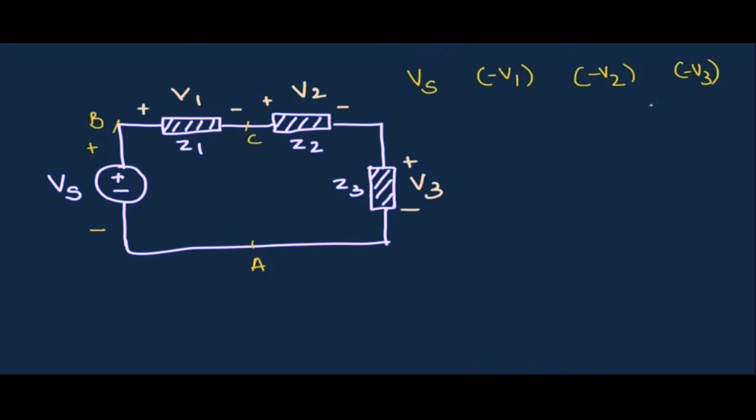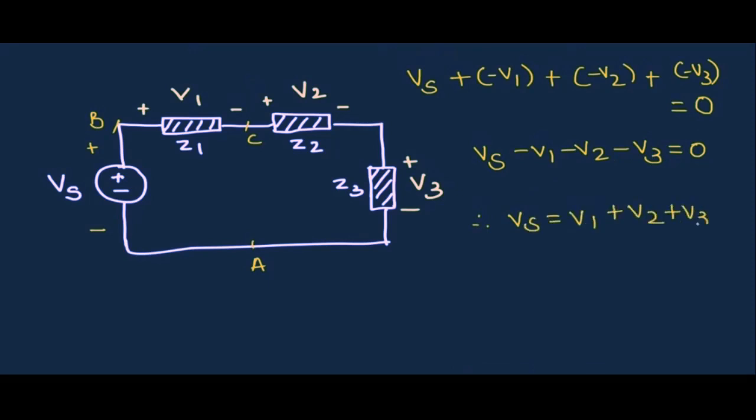According to Kirchhoff's voltage law, the algebraic sum of all these voltages is 0 in any electrical loop. So you can say that Vs plus or minus V1 plus or minus V2 plus or minus V3 is equal to 0, or we can write it as Vs minus V1 minus V2 minus V3 is equal to 0. That means Vs is equal to V1 plus V2 plus V3.